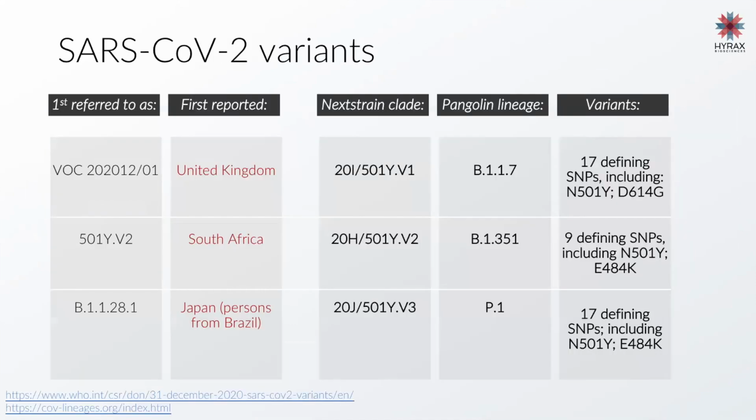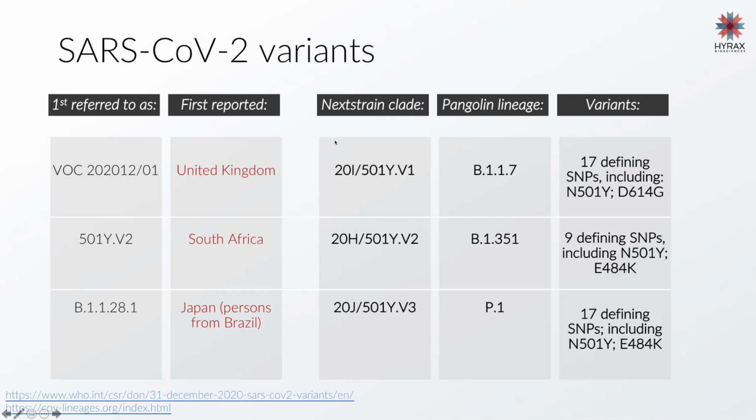So just to bring this all back together into the context of the current global news and surveillance, we're all familiar with the variants of concern that were first reported in the United Kingdom, South Africa, and Japan from persons from Brazil. And each of these were first locally referred to as, respectively, VOC 2020-12/01, the South African one 501Y.V2, and the one that is now dominant in Brazil as B.1.1.28.1. And each of these have associated Nextstrain clades, Pangolin lineages and defining variants.